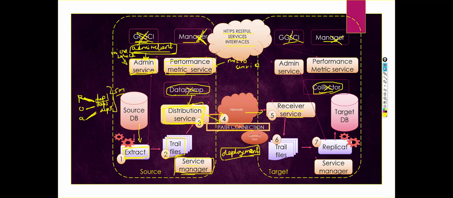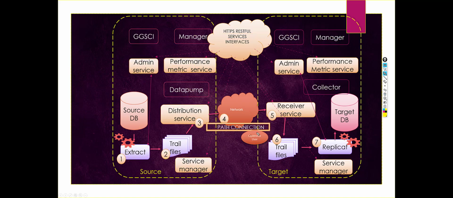Okay, so the only change, the components which were not changed in 23 AI are extract and trail files. That's it. Here, trail files and replicate on the target side. Okay, so these three components are not changed in 23 AI.